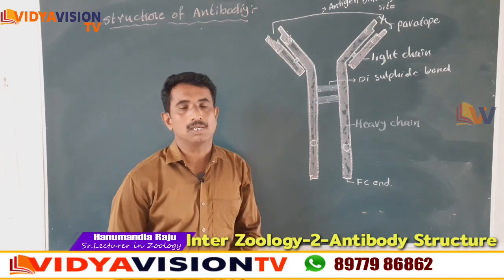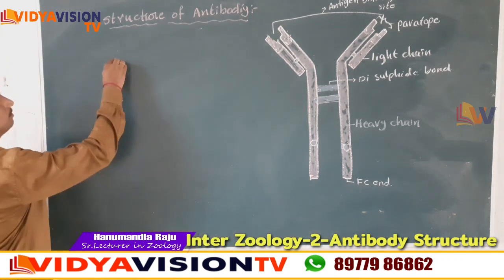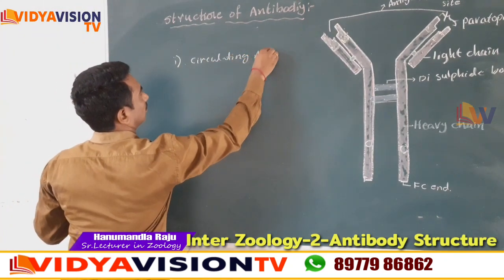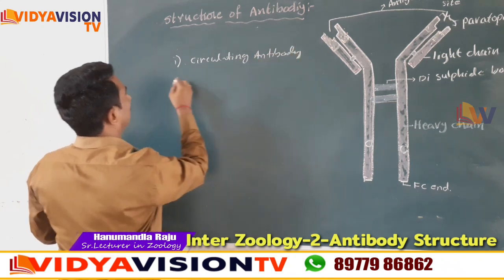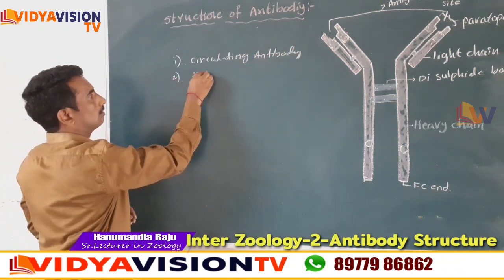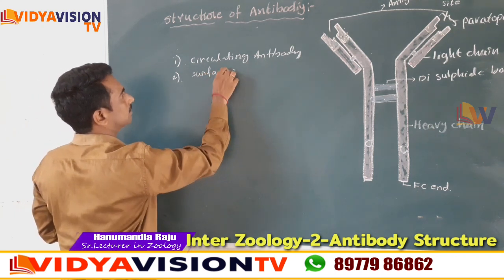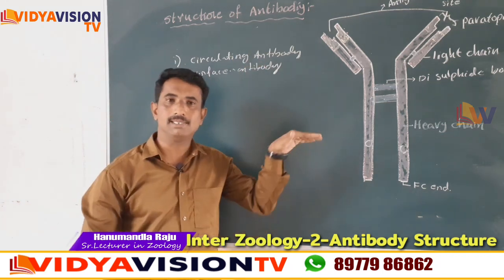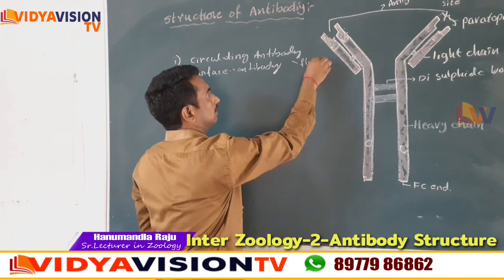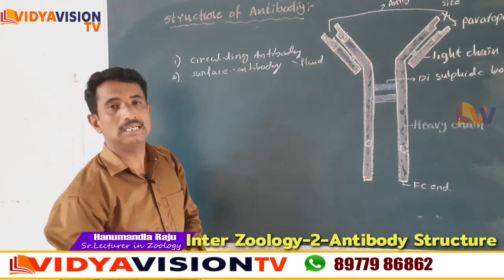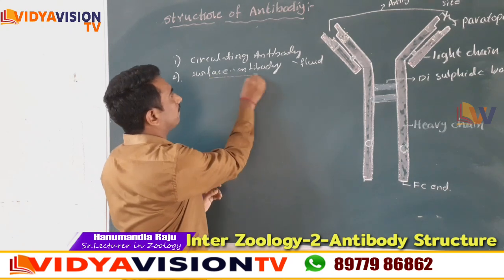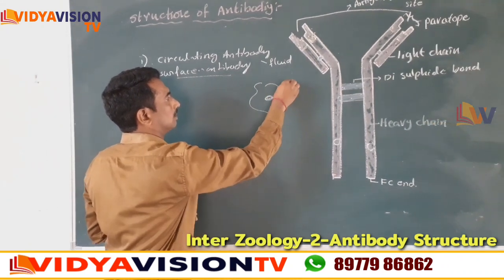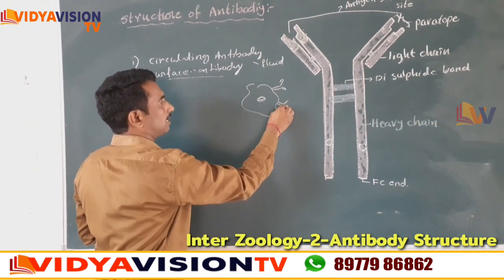Listen, the antibodies are of two types, children. One is circulating antibodies, another one is surface antibodies. Here, circulating antibodies are present in fluid, and they are also known as free antibodies. Now, the surface antibodies are present on the mature B cells here, children. So, these are called surface antibodies.